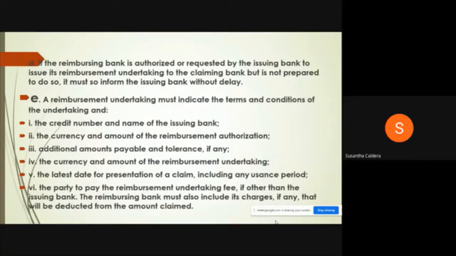If the reimbursing bank is authorized or requested by the issuing bank to issue a reimbursement undertaking to the claiming bank, but is not prepared to do so, it must so inform the issuing bank without delay. That's a normal procedure. A reimbursement undertaking must indicate the terms and conditions of the undertaking, and the following things should be highlighted: the credit number and name of the issuing bank, the currency and the amount of the reimbursement authorization, and so on. Right?